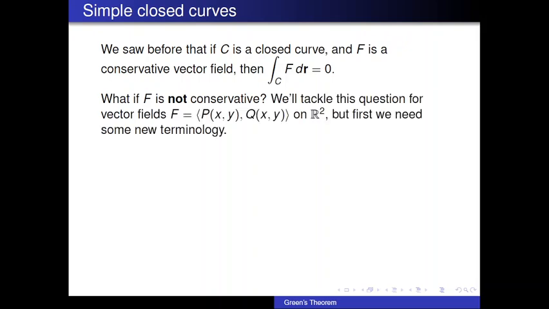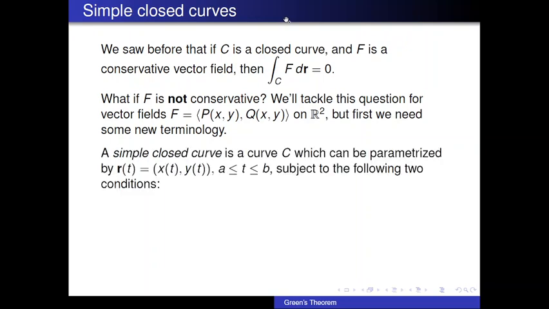So we're going to tackle this question today for vector fields on the plane. That's what Green's theorem is really about. Before we do that, though, we'll need a little bit more terminology. First, not just closed curve, but what's called simple closed curve. A simple closed curve is a curve in the plane that can be parameterized by a function r of t, which is x of t in the first component and y of t in the second component, where the endpoint parameters for t are a and b.